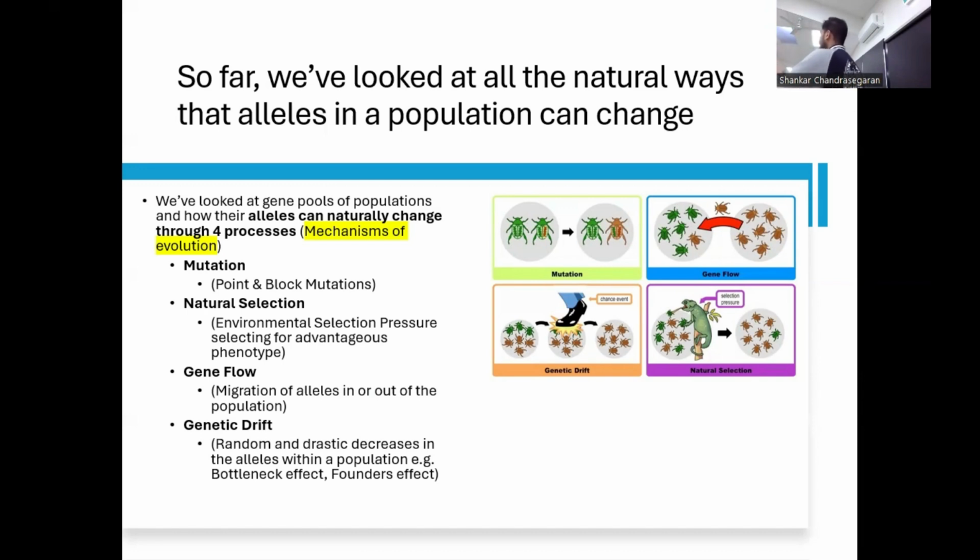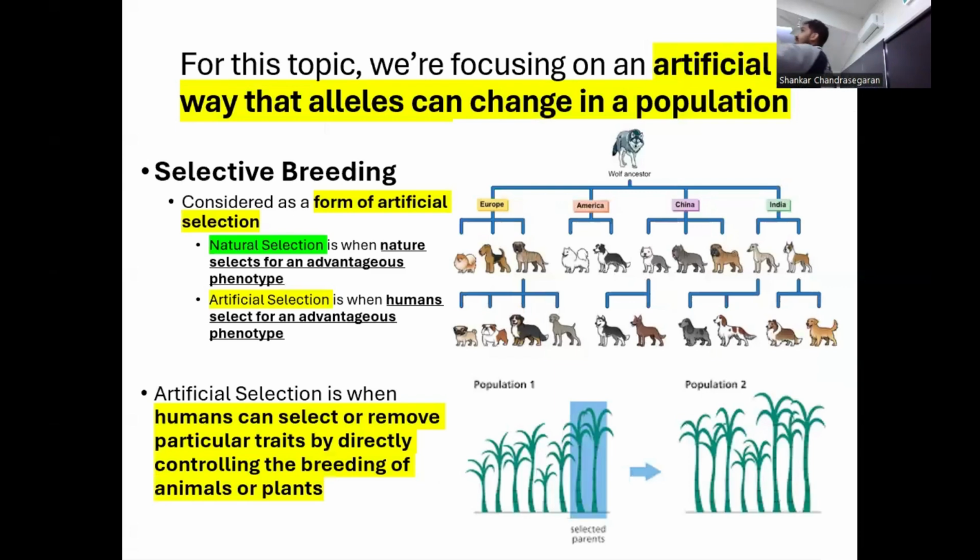Speciation is basically the end result of continuous evolution that's been occurring. You won't get speciation unless thousands of years of evolution has accrued enough changes in the allele frequency to make it into a different species. So for this topic, we're focusing on the artificial way that alleles can be altered or changed in a population, which is specifically selective breeding.